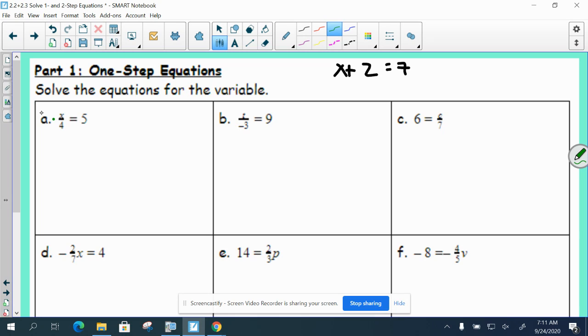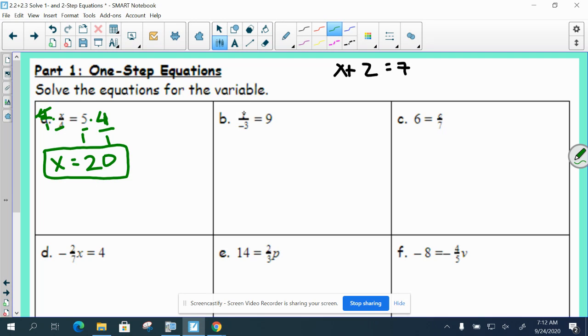And one way you can think about it is to multiply by 4 over 1. So that would cancel out this 4. So you would have x is equal to, then 5 over 1 times 4 over 1 is equal to 20. You can always double check your answer by plugging 20 back in for x. So 20 divided by 4 is equal to 5. So that answer does work.